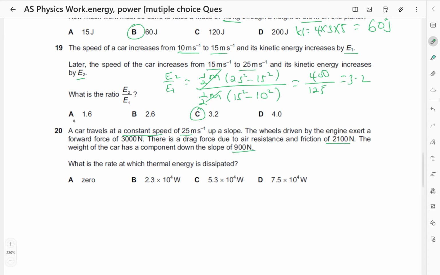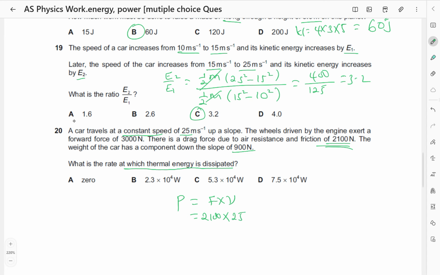What's the rate at which thermal energy is dissipated? So here we just look for the forces which dissipate energy, and that is basically friction. Only friction, only the 2,100 newtons will dissipate energy in the form of heat. So the rate at which thermal energy is dissipated, which is power, is force times velocity. So we shall just take the friction force, which is 2,100 times the speed, which is 25.